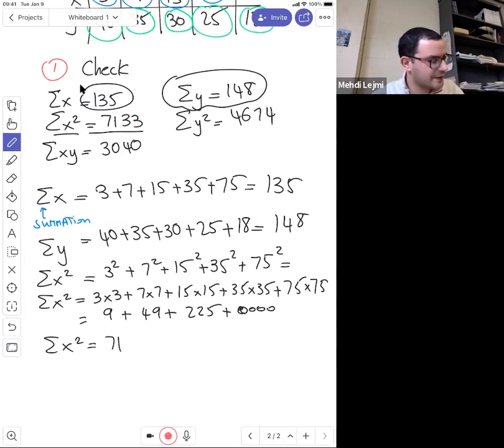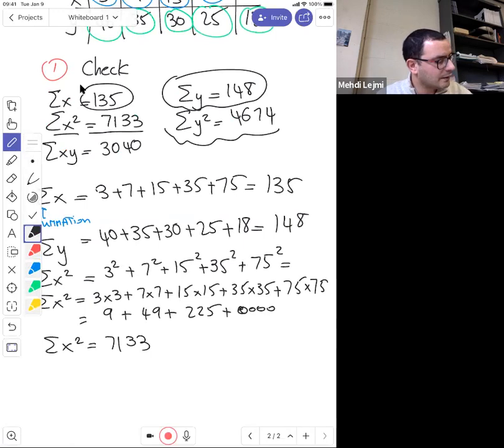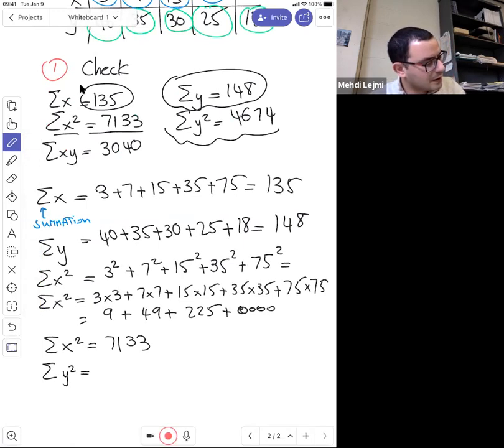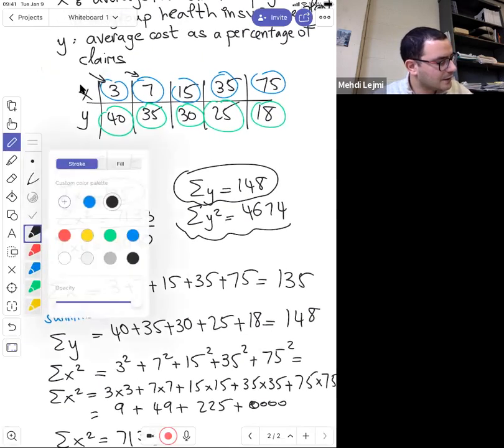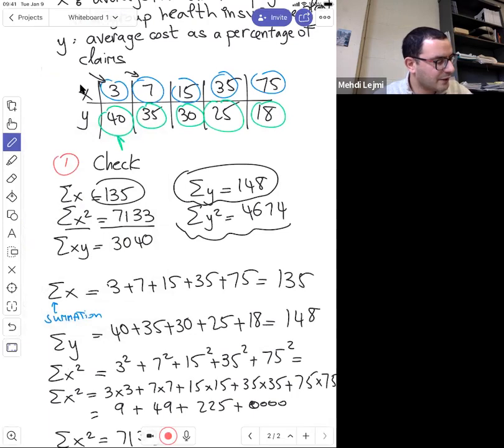Now, if you do that, the answer should be 1733. Next, we check the same thing, but instead of x, we have y. This is just the same thing, but with the values of y. So we take the sum of the y squares. The first value of y is 40, so we're going to have 40 squared plus 35 squared plus 30 squared, etc.